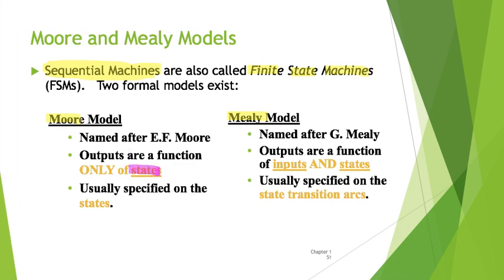So the state and the input, and the state and the output, usually specified on the state, where do we put them? In the circle. So the output is in the circle. So in the circle we put the state output. But here we put them in the transition arc. So here we put the input with the output. We specify them in the arc.